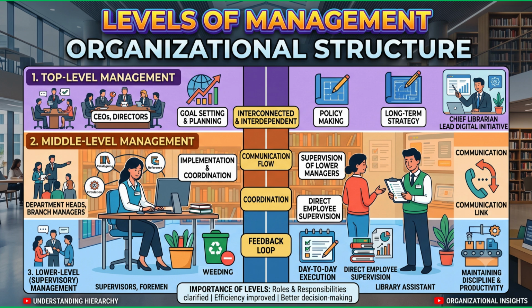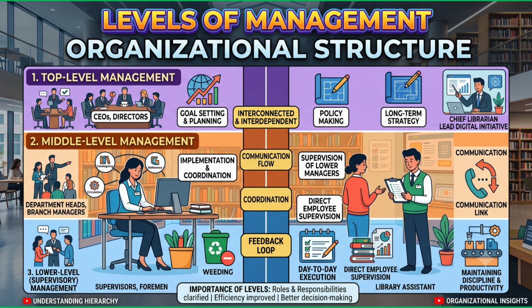Top-level management. Top-level management is the highest level in the organizational hierarchy. It consists of senior executives who are responsible for making major decisions and setting the overall direction of the organization. This level includes positions such as Chief Executive Officer, CEO, directors, and top administrators. Their primary role is to define organizational goals, formulate policies, and develop long-term strategies. Top-level managers focus on the future of the organization. They analyze external environments, make strategic decisions, and ensure that the organization adapts to changes.